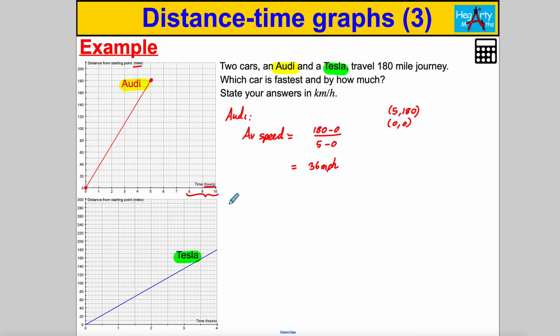Next one, the Tesla. Well, the Tesla starts at 0, 0 and ends over here at 4, 180.